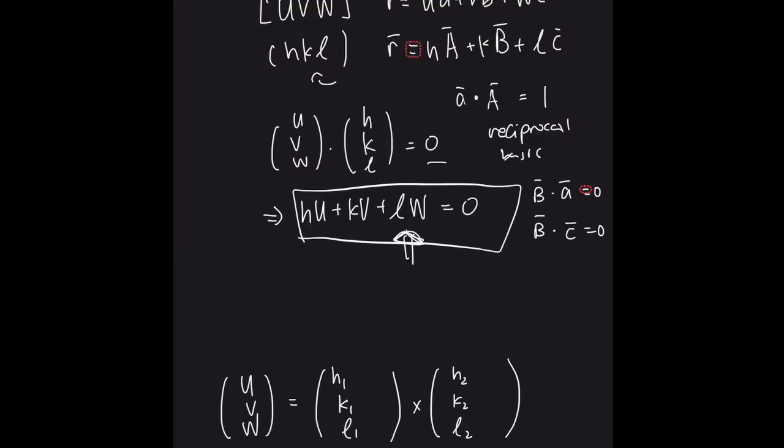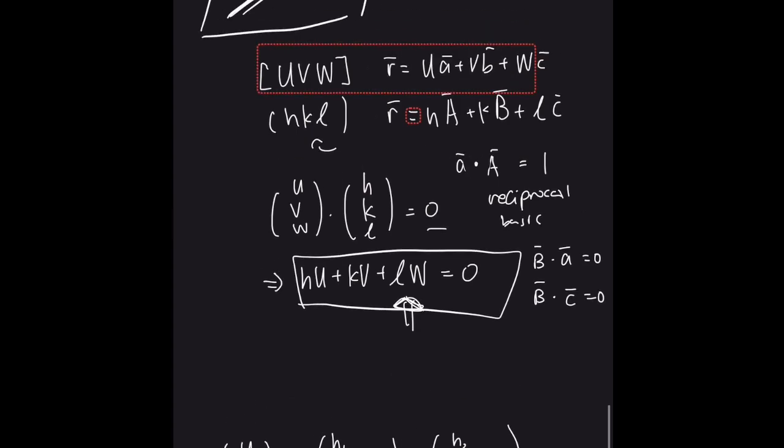But when dotting it by the small version of itself, or by the reciprocal version of itself, then that will give you 1. That's why when you have this dot this, and you just expand out all the terms, you get this times this, this times this, this times this. These two will give you 0, while this will give you u times h.